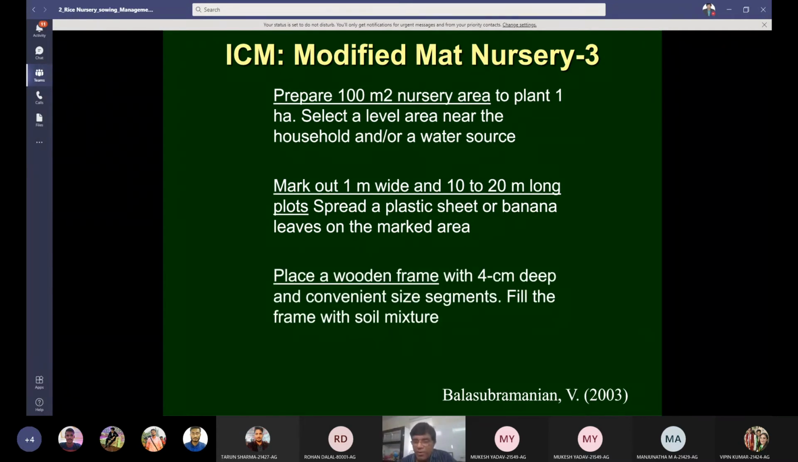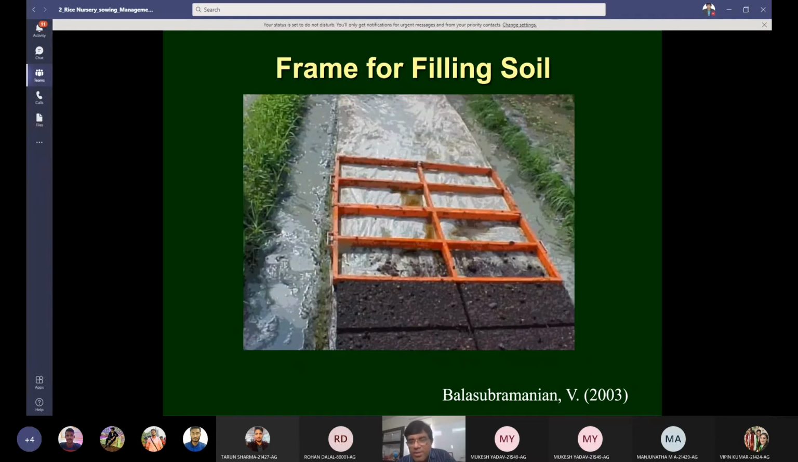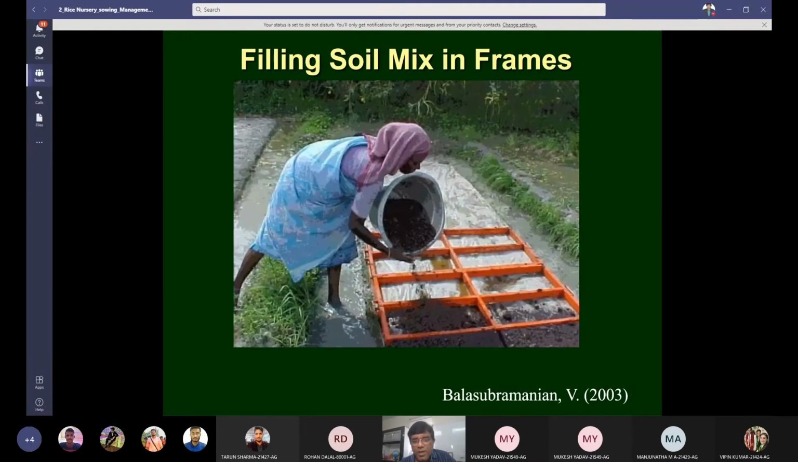Place a wooden frame with 4 centimeter depth. Remember the depth is 4 centimeter, and convenient size. Fill the frame with soil mixture. The mixture prepared can be filled. It is like this. See, the polythene is spread on the base of the bed, and then you put some wooden frames. So total width is 1.5 meter. You can divide this width into half, and length you can manage the length of the wooden frame. And then you put the soil mixture in the wooden frames.